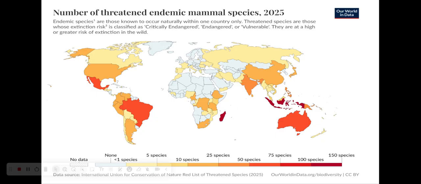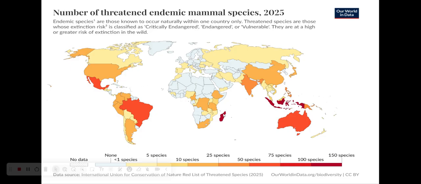So this image right here is showing us the number of threatened endemic mammal species. Again, endemic meaning only found in that part of the world. This is showing us how many species in an area are at risk: highly threatened, critically endangered, or vulnerable. The darker the red, the more species there are that are endangered, threatened, or vulnerable.